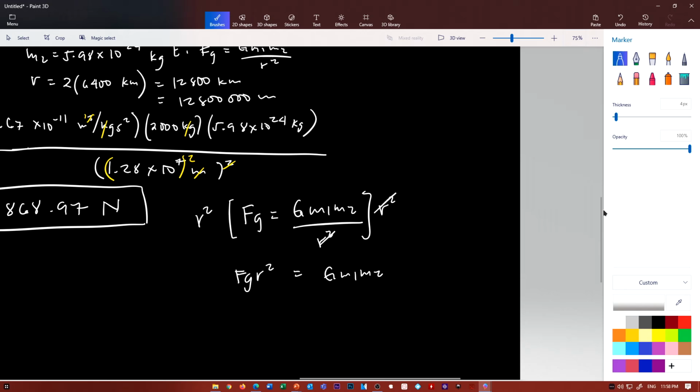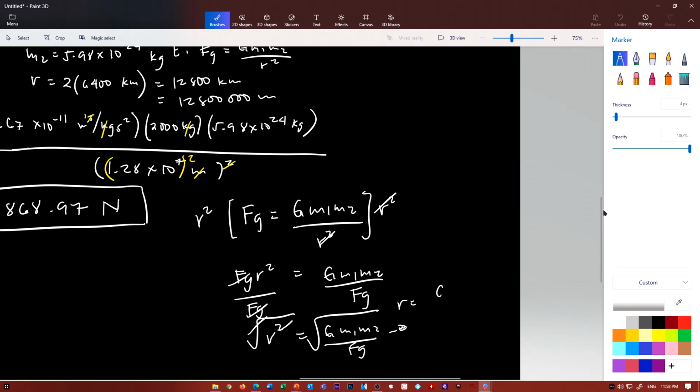Then divide both sides, of course, by F sub g. Cancel. Then you're going to have r squared is equal to G m1 m2 over F sub g. Then of course square root both sides. So which is r is equal to the square root of G m1 m2 over F sub g. So you're going to have, for example, this kind of equation in solving.